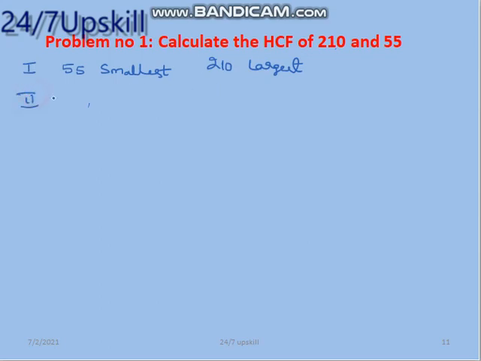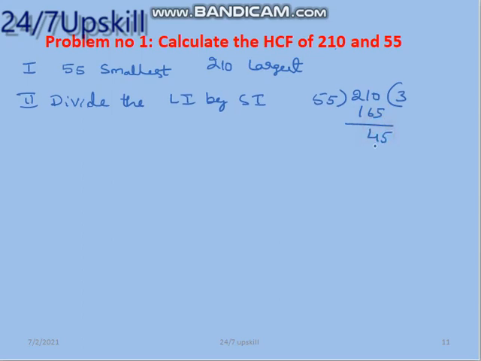Second step is to divide the largest integer by the smallest integer. Largest is 210, then 55 is smallest. So 210 should be divided by 55. 55 will not go completely; 55 threes are 165. So we'll get the remainder as 45. I have not got the remainder as 0.